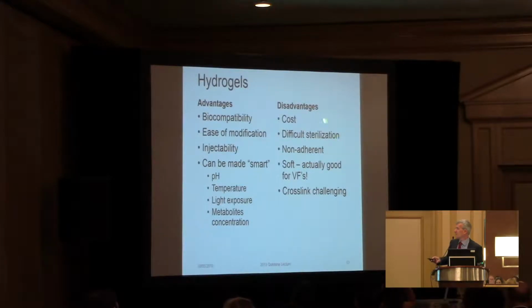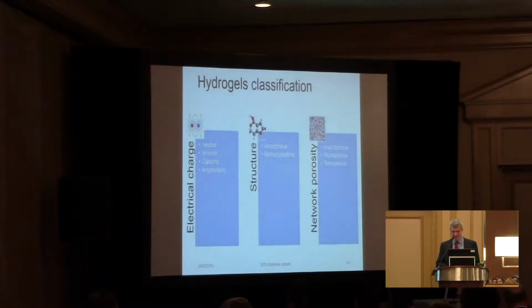But it also has some challenges, and one of the challenges is that it has poor adhesion. It is difficult to sterilize without changing its physical properties. Some of them are pretty expensive. Cross-linking is not easy in some cases. And they are very soft, but this is not really a disadvantage. It's actually good for vocal folds because that organ is actually very soft. So we can use the hydrogels to our advantage.